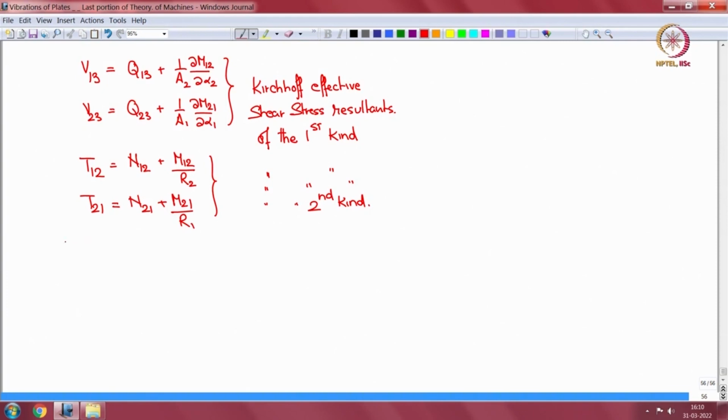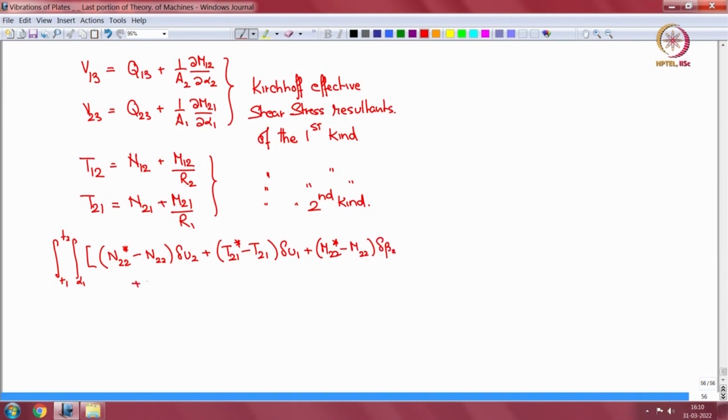Okay. So as a result, the boundary terms look like: integral t1 to t2, integral alpha 1, of (N22 star minus N22) delta U2, plus (T21 star minus T21) delta U1, plus (M22 star minus M22) delta beta 2, plus (V23 star minus V23) delta U3, A1 d alpha 1 dt. Okay. So this term by itself must be 0.